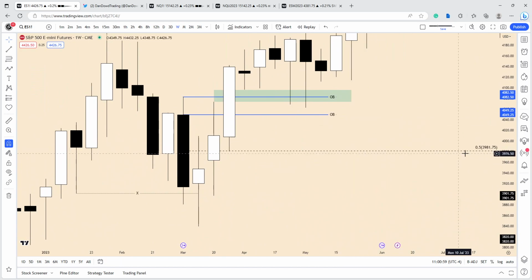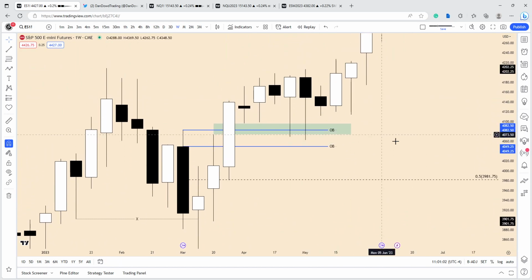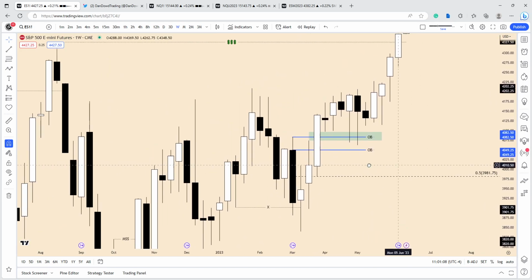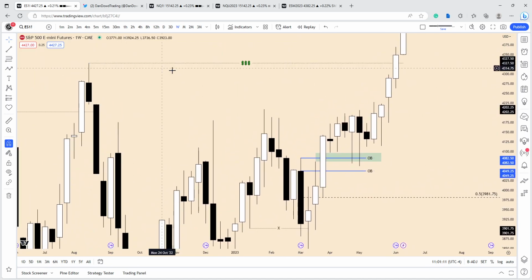Wicks can trade below that 0.5. I want to see the candle body close above it. Wicks do the damage, bodies tell the story. As long as we're above that mean threshold, I'm still thinking we can deliver to this price up here.